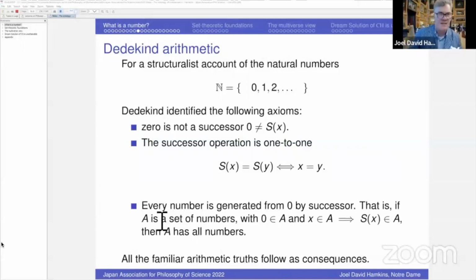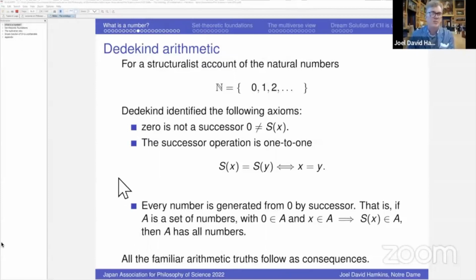One way of saying that is that if you have a set of numbers that contains 0, and is closed under the successor operation, then it must have all the numbers in it. And it turns out to follow from these three axioms all of the familiar arithmetic truths follow as a consequence. So Dedekind proved that on the basis of these axioms, you can make definitions by recursion, and he defined addition and multiplication, exponentiation, and so on, and proved all the familiar facts about those arithmetic operations and arithmetic truths.